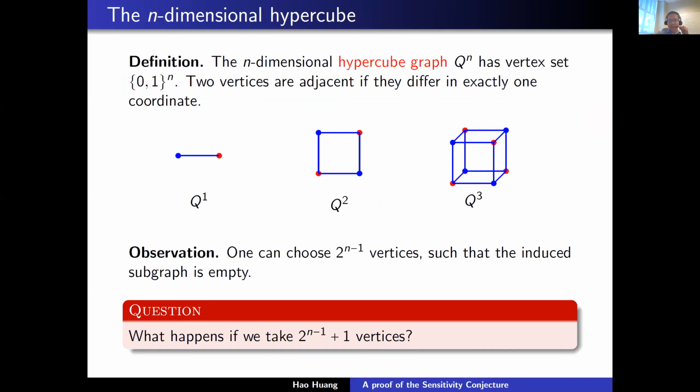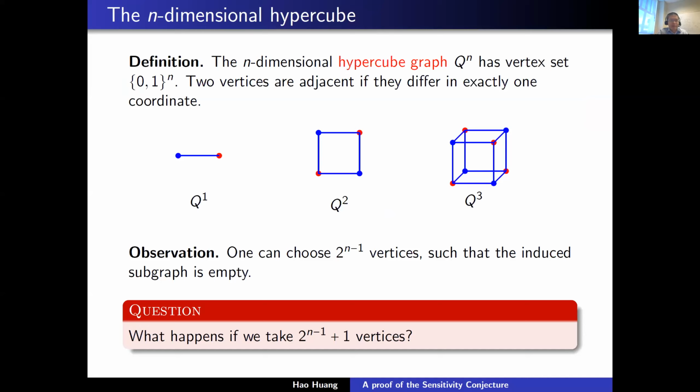So we start with the definition of a hypercube graph. Here we define the n-dimensional hypercube graph, Q^n, in the following way. The vertices of this hypercube graph are just all the n-dimensional binary vectors, {0,1}^n. And two vertices are adjacent if and only if they differ in exactly one coordinate. Here are some examples of the one-dimensional hypercube, two-dimensional cube, and three-dimensional cube.